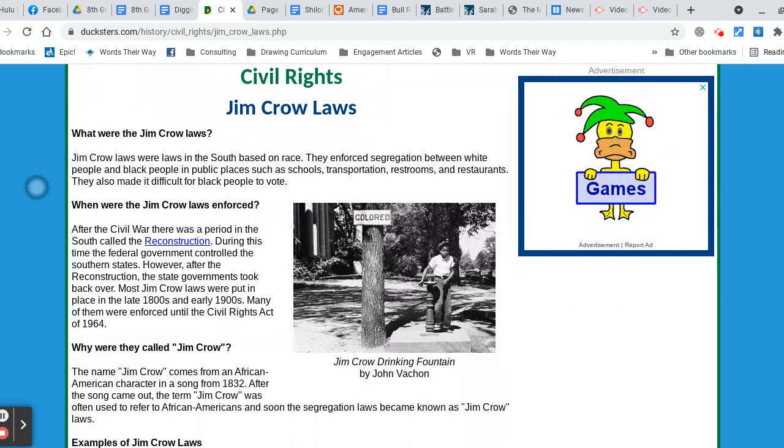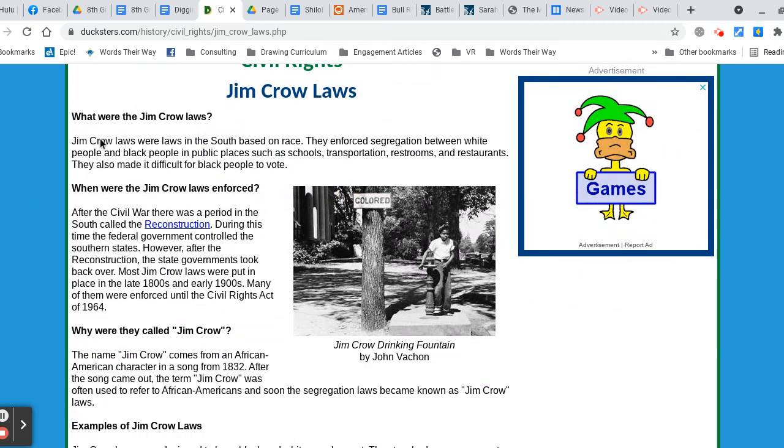Civil rights, Jim Crow laws. What were Jim Crow laws? Jim Crow laws were laws in the South based on race. They enforced segregation between white people and black people in public places, such as schools, transportation, restrooms, and restaurants. They also made it very difficult for black people to vote.